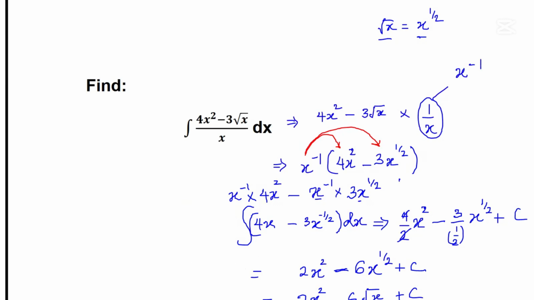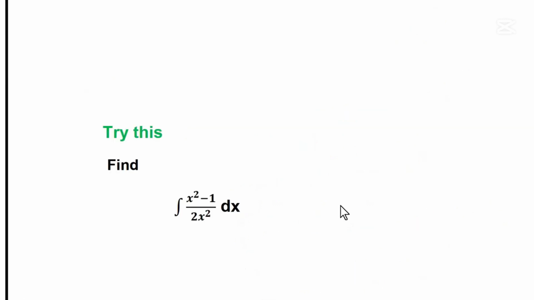Now it's your turn to answer this. Give this a try. Find the integral of (x squared minus 1) over 2x squared dx, and leave your answer in the comment section.